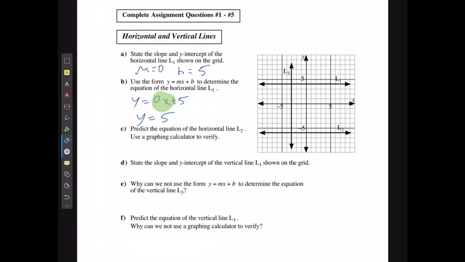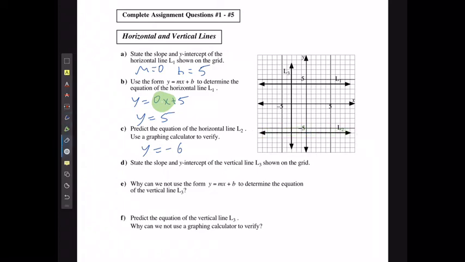If I'm predicting the equation of horizontal line 2 using line 1, well, this one also has a slope of 0, and here I can see that it has a y-intercept of negative 6. I'm going to say that this is going to be y is equal to negative 6. And when I put it into my graphing calculator, it works.